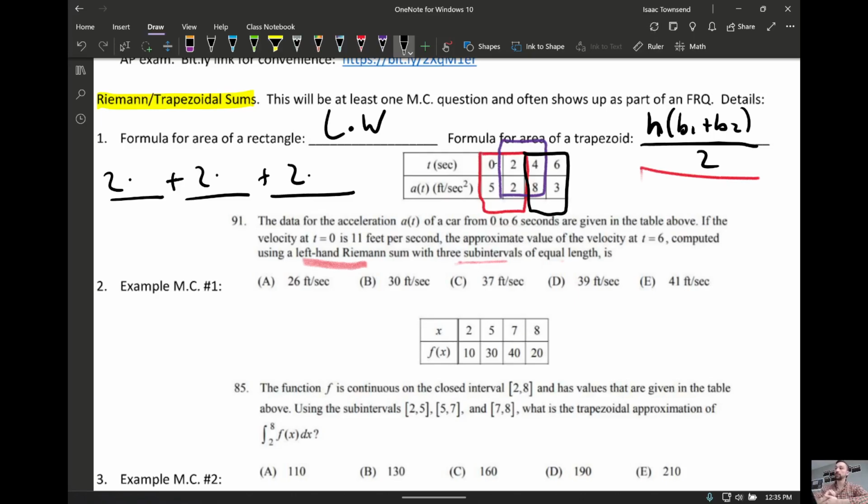It did say that they were equal, but because this is left-hand Riemann sum, I would be taking the y value on the left side for the first rectangle, the y value on the left side of the second rectangle, and then the y value on the left side of the third rectangle. So the answer comes from 10 plus 4 plus 16, or 30. I don't know, I've just got 20 in my head, but 30.